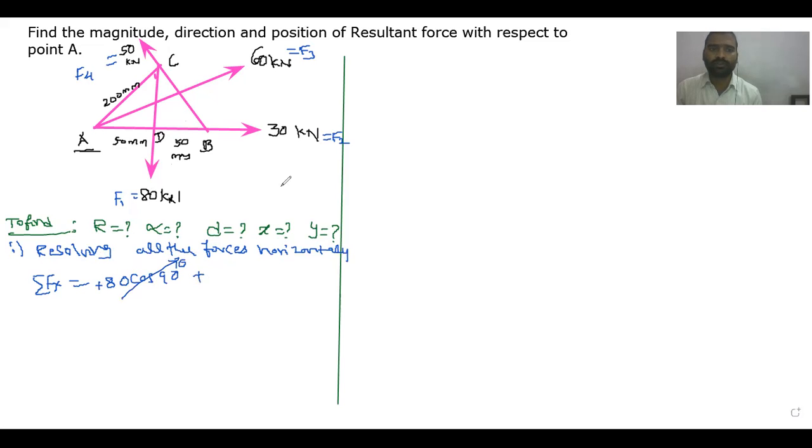Then coming to the second force, this F2 is purely in the horizontal direction, so I will write 30. Okay, because it is horizontal, theta is 0, hence cos 0 is equal to 1. So F cos 0 is 1.